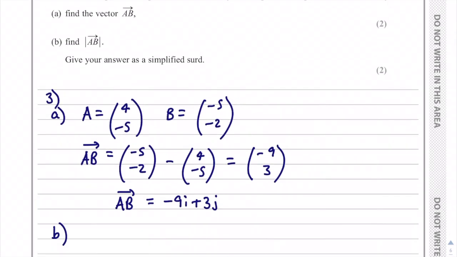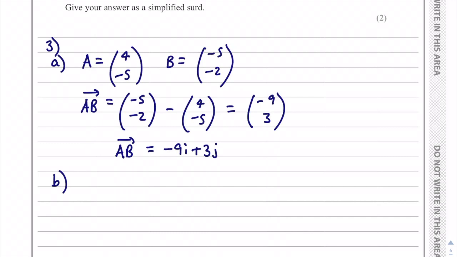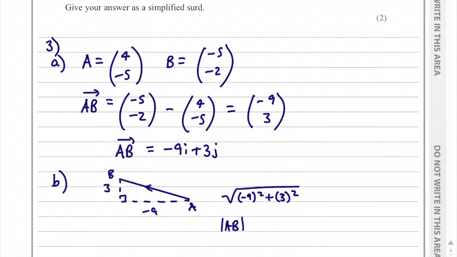Part B says find the magnitude of the vector AB, give your answer as a simplified surd. So we know that the vector AB is minus 9i plus 3j. So we can draw this vector. So it's going to be minus 9 units to the left, and 3 units going up. So that's minus 9, that's 3. These are going to be perpendicular to each other. The direction of the i and j components are perpendicular to each other. So what that means is the length of this vector, A to B, we can just find out using Pythagoras' theorem. So it's going to be the square root of minus 9 squared plus 3 squared. So therefore the magnitude of the vector A to B, if we work that out on our calculator, we get 3 root 10 as a simplified surd.